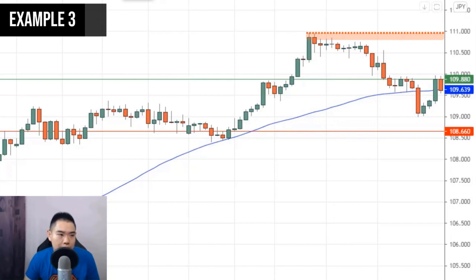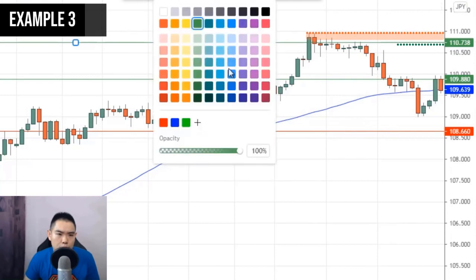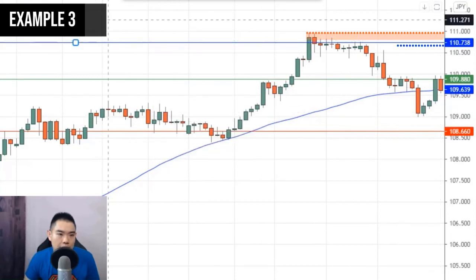Let's say we set it somewhere about here. I'll say this is reasonable. And let's change this to blue color. Okay, so let's say our target is at, let's put it at a number that is easy to understand.